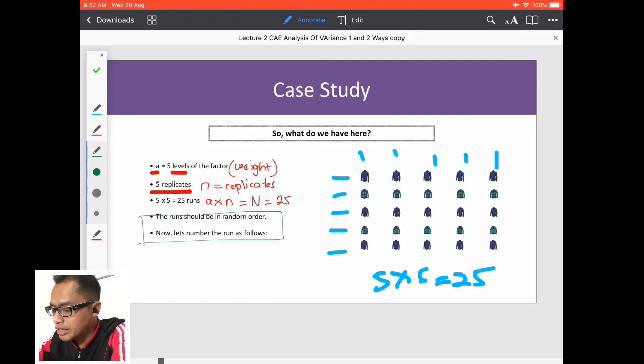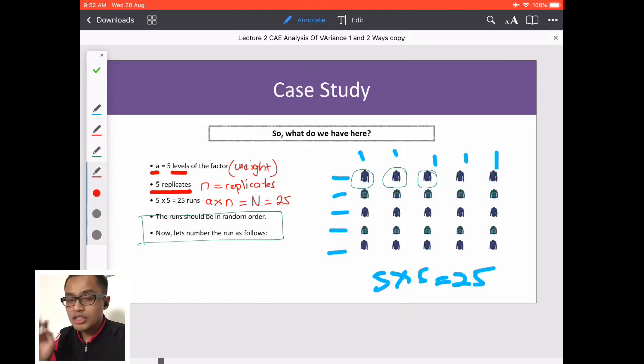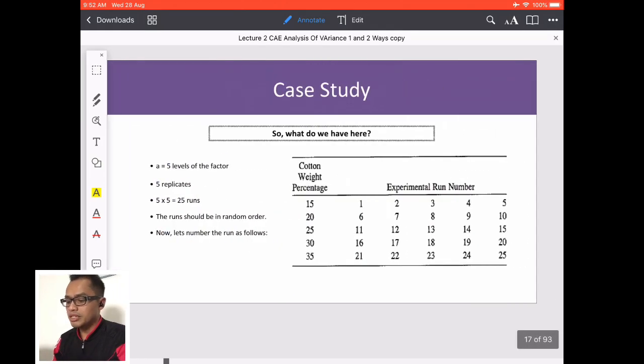The runs should be in random order. When you do the experiment, maybe you test it, you stretch it, you break it, you cannot choose the first one, and the second one, and the third one. No, you cannot do it. You must make random choices. For example, I choose the red pen now. The first experiment, I choose this one, which is, what's this? 25% of cotton. And then I choose this one, then this one, and so on and so forth, until all samples are taken. Okay, next page.